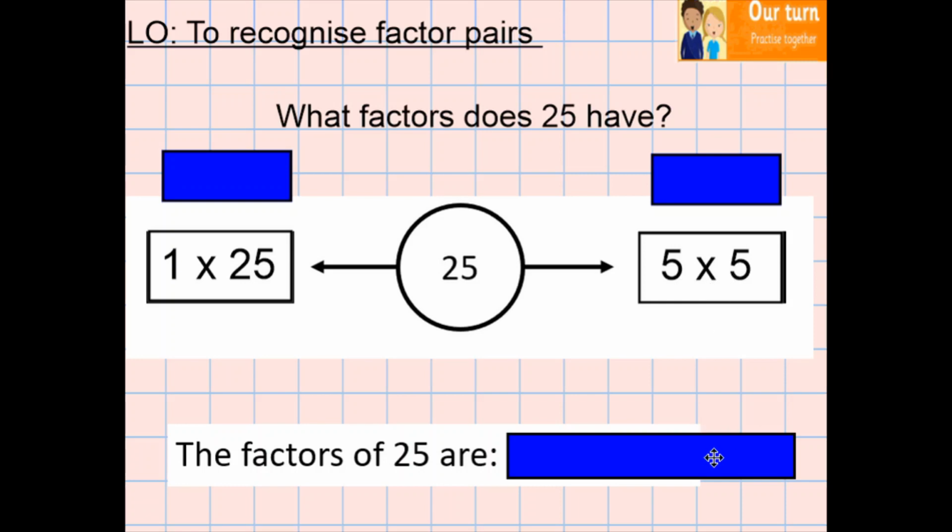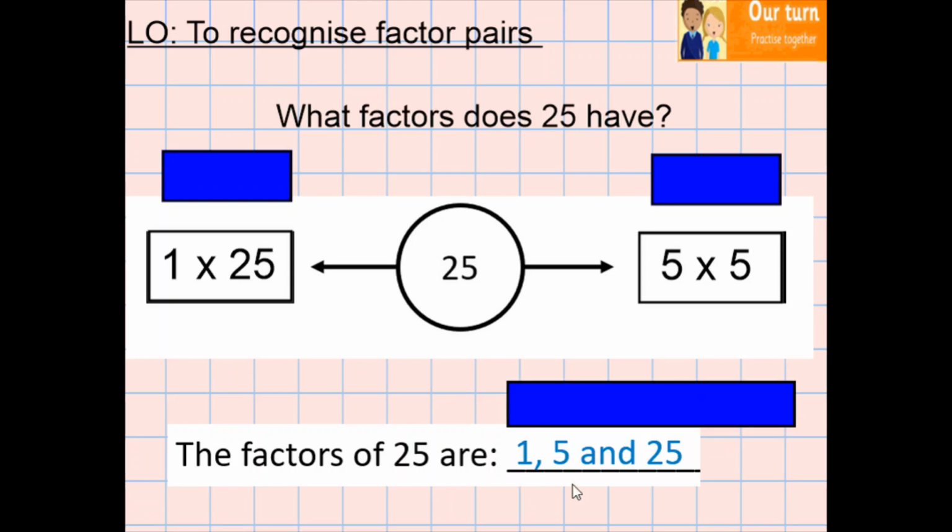So the factors of 25 are 1, 5 and 25. Because if you wrote 5 again, because we've got 5 and 5 here, it's just the same number. So we've got a factor pair here, and then here we've got a pair, but if we wrote a list of factors, we just include 1, 5. So we could say the factors of 25 are 1, 5 and 25.